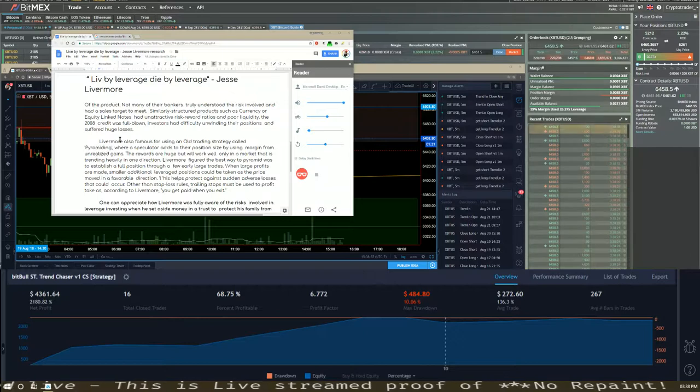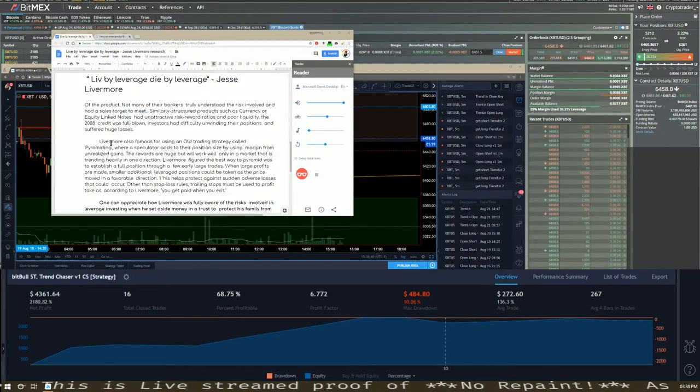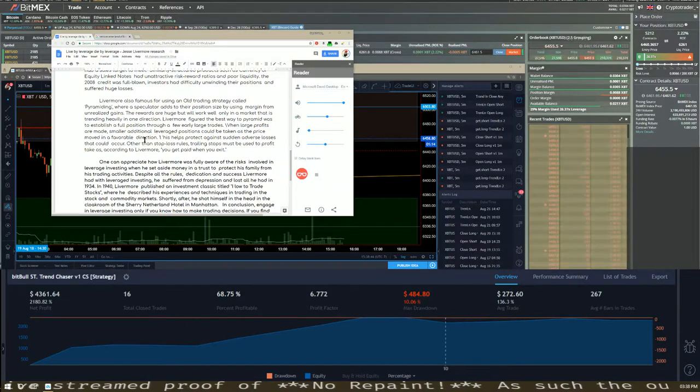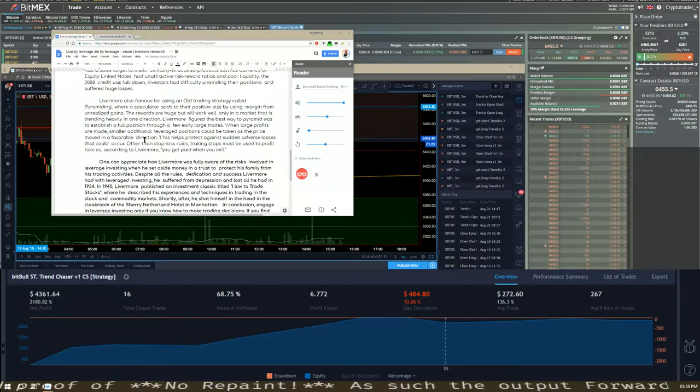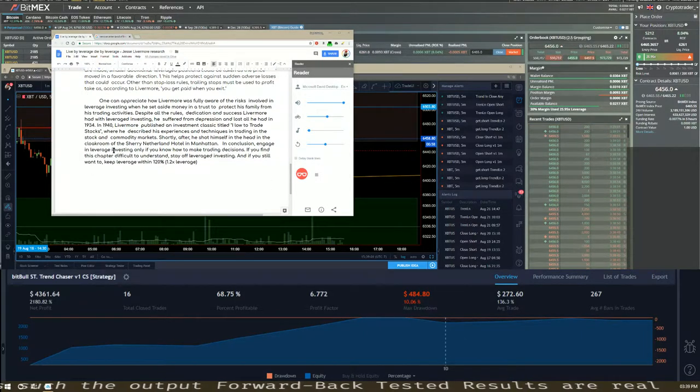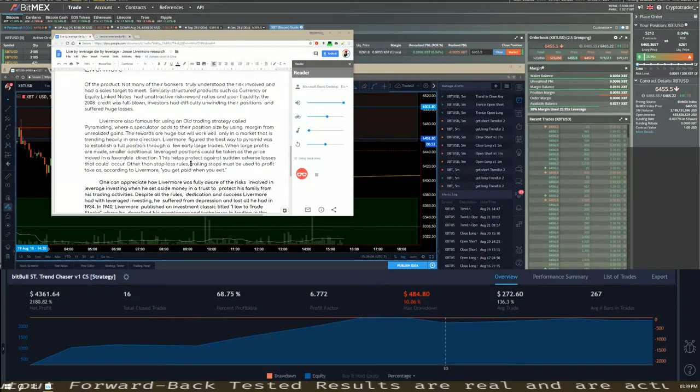Livermore was also famous for using an old trading strategy called pyramiding, where a speculator adds to their position size by using margin from unrealized gains. Rewards are huge but will work well only in a market that is trending heavily in one direction. Livermore figured the best way to pyramid was to establish a full position through a few early large trades. When large profits are made, smaller additional leveraged positions could be taken as the price moved in a favorable direction. This helps protect against sudden adverse losses that could occur.